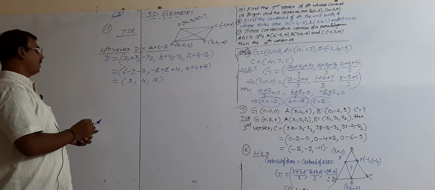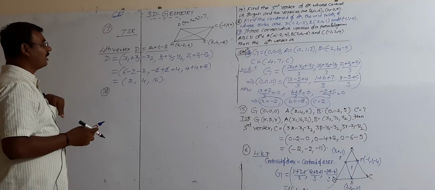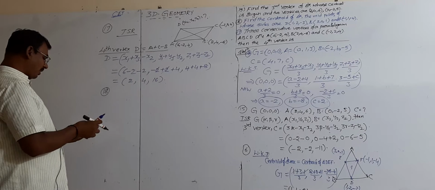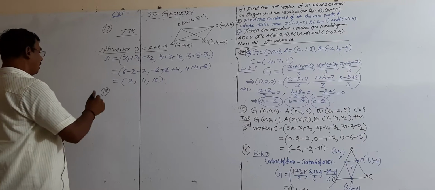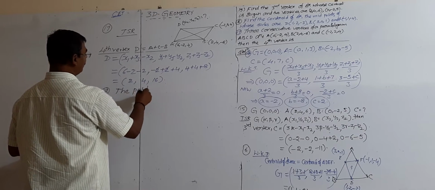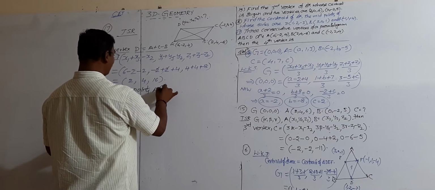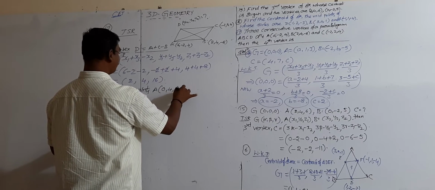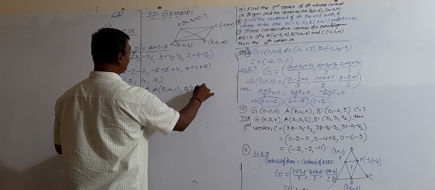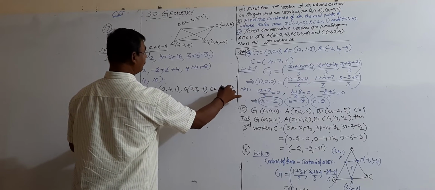Okay, this is the 17th question. Now I am going to the 18th question. Shall we write the 18th question? Note down, all of you, the question number 18. The points A(0, 4, 1), B(2, 3, -1), C(4, 5, 0) form.